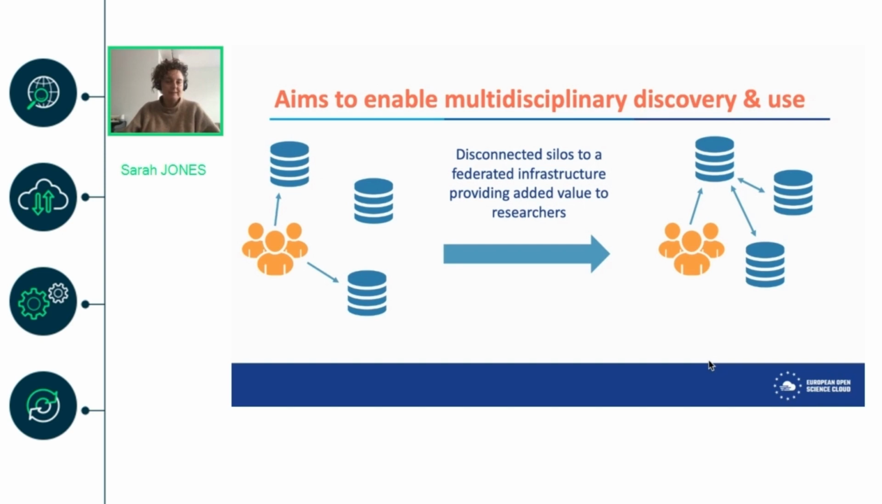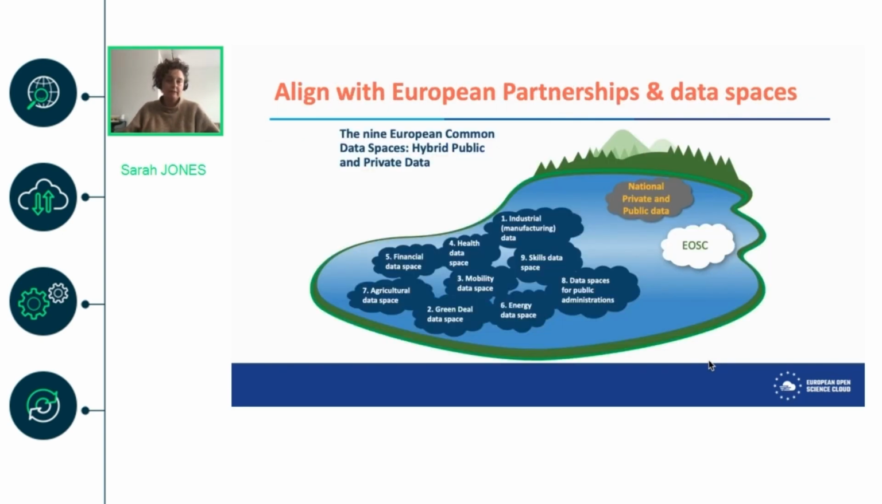So the aim of EOSC is to enable multidisciplinary discovery and reuse. At the moment, we have a number of research clusters and infrastructures, and if researchers want to use data from other spaces, they'll need to consult with services and repositories in different areas and bring the data together manually. And the EOSC vision is to federate these disconnected silos so that we can have one environment in which researchers are able to find all the relevant data and then to act on that as well. And this is part of a broader vision. The EC is signing a number of European partnerships at the moment and investing in a number of data spaces, so in the areas of agricultural data, for example, or energy or the Green Deal. And EOSC is a horizontal that cuts across these, that's addressing all different research communities, and we're aligning with these different data spaces.